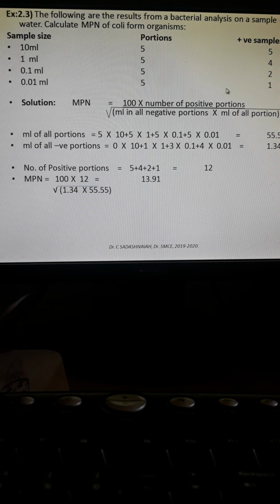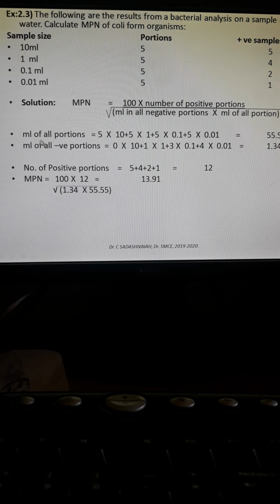Now in the last set, where 0.01 ml was the sample size and only 1 test tube indicated positive, obviously 4 are negative, therefore 4 into 0.01, so its value will become 0.04. If you add all these quantities, 1 into 1 is 1, plus 3 into 0.1 is 0.3, then 4 into 0.01 it will become 0.04. If you add all these things, it is 1 plus 0.3 plus 0.04, which is equal to 1.34 ml.